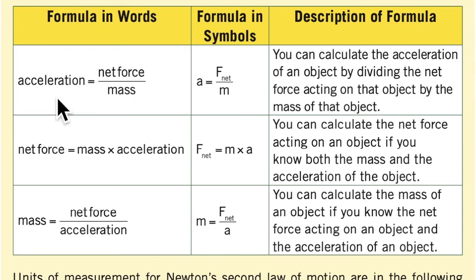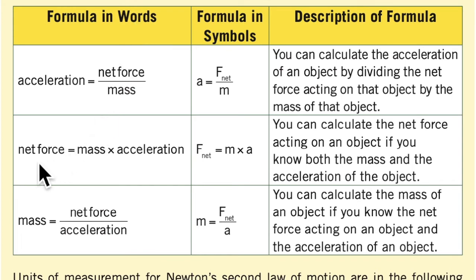Formula in words: acceleration equals net force divided by mass. Formula in symbols: a equals F net divided by m. You can calculate the acceleration of an object by dividing the net force acting on that object by the mass of that object.